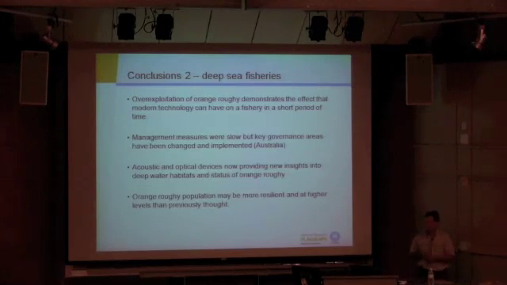So the management measures were slow, but the governance dramatically changed. I think one of the biggest advantages I've seen in my career is the improved governance structures that have been put in place. They're now being implemented, especially in Australia, in my knowledge, the Australian region. And our acoustic and optical devices are now providing new insights that maybe it wasn't as dire as we thought. Whilst there were a lot of removals and a lot of habitat removed, there is habitat left, and the orange roughy might surprise us and actually recover quite well from what has been a very dramatic decline.